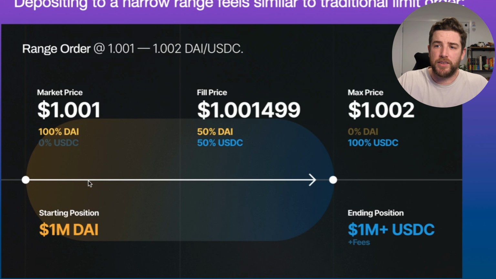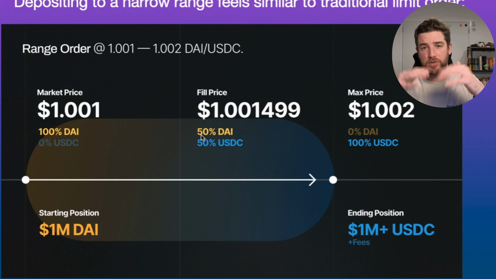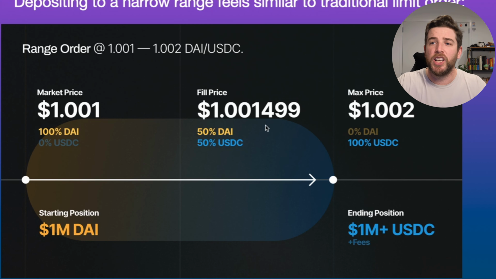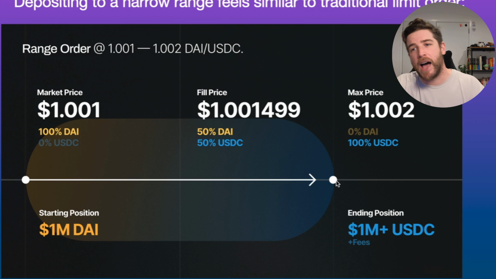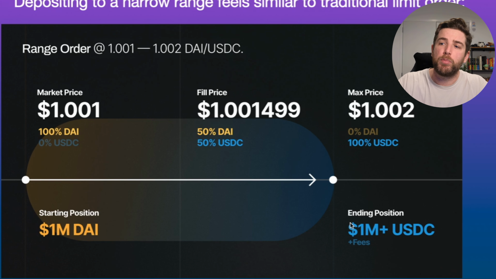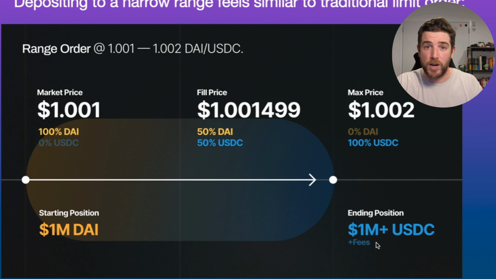So you will start earning fees and your position will be distributed between the two tokens. But as soon as we move out the other side to the price of 1.002 and above, then your position will be ended. You will have your position converted to the token of less value, and in this case it is USDC. So you traded 1 million DAI for 1 million USDC plus the fees that you collected during the time the price was within your provided range.